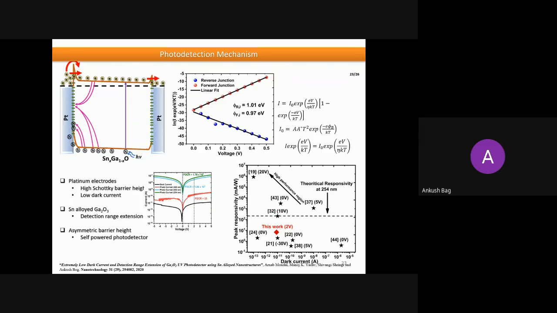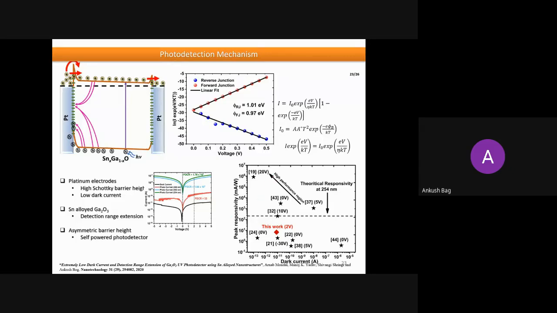So this is a dark current versus responsivity graph. In this graph, we can expect better performance in this corner, because we always want the dark current as low as possible. Dark current means we are not illuminating our sample, and the current we are getting is the dark current. A low dark current will also give us better detectivity. So overall, our objective from our device is to get as minimum dark current and as much responsivity as possible.